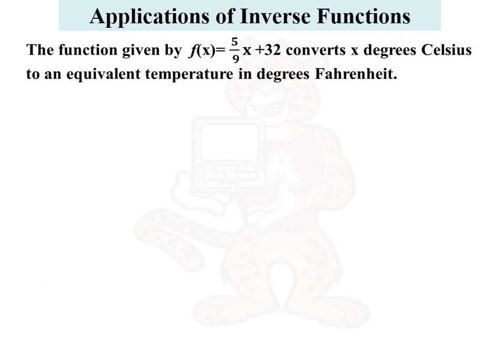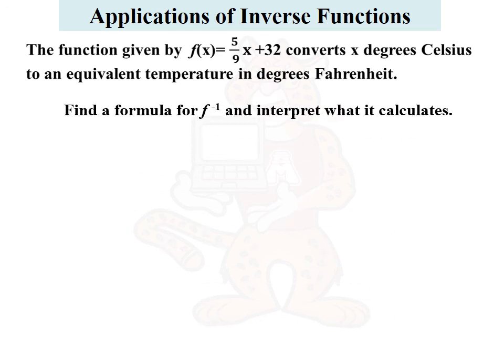And here we have an application of inverse functions. The function given by f of x equals 5 over 9 x plus 32 converts x degrees Celsius to an equivalent temperature in degrees Fahrenheit. So what we need to do here is find the inverse of this function. When you follow the steps you know to find the inverse of a function, the equation that you get is called the Celsius formula, which converts x degrees Fahrenheit into Celsius.